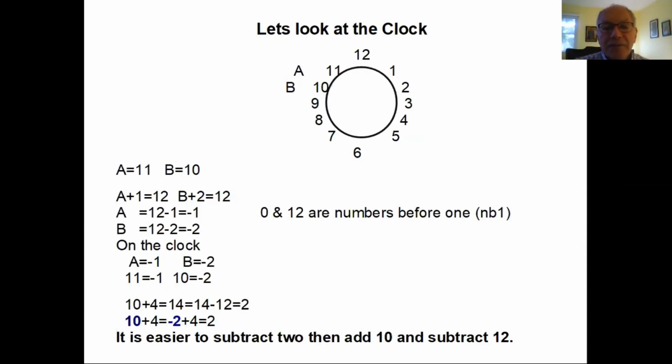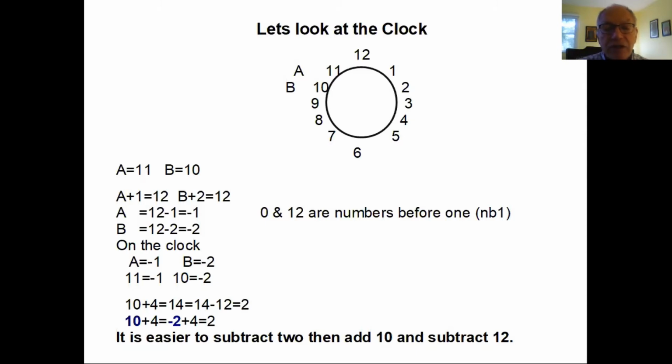Let's look at the clock. As we mentioned, 12 is the number before 1. 11 is the number before 12, and 10 is two numbers before 12. So a plus 1 should be equal to 12, and b plus 2 should be equal to 12. Well, a is equal to 12 minus 1, and b is equal to 12 minus 2.